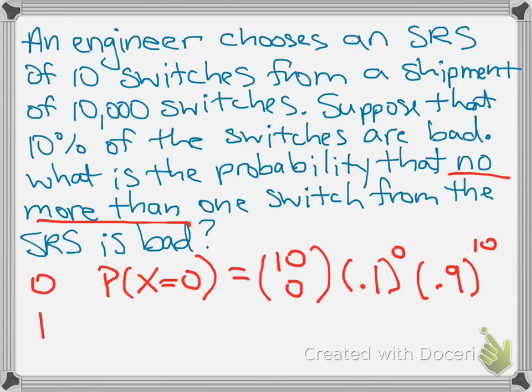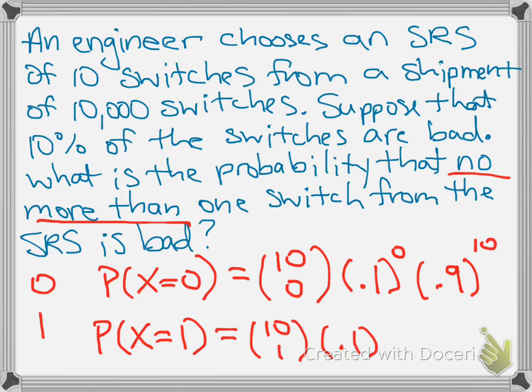Before we calculate that, let's set up the formula for x being equal to 1, just so you can see how this works. So this time we want to calculate the probability that we have one bad switch. We're still choosing 10 switches, but we want only one of them to be bad, so this is 10 choose 1. The probability of having a bad switch is still 0.1. K in this case is 1 instead of 0. The probability of having a good switch is still 0.9. And in this situation, since n is 10 and k is 1, 10 minus 1 is 9.